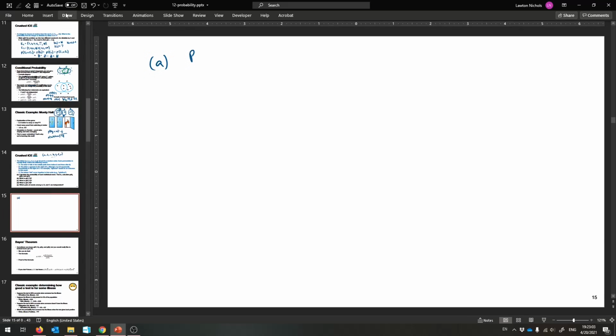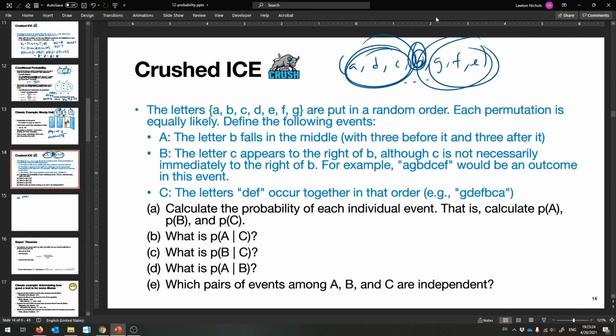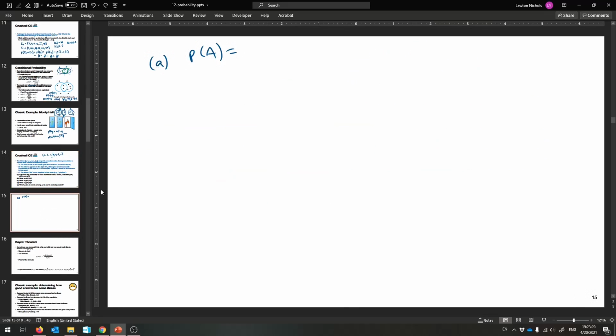So the probability of event A happening, what is that? The letter B falls right in the middle. So it's as if we have chosen the spot for B ahead of time, and then the rest of these can be shuffled around however we want. So B has to go in the middle. We pick that spot for it, so there's only one way to do that. And then how many ways are there to shuffle the rest? 6 factorial. Now there's only 6 characters to shuffle. So P of A is 6 factorial over how many ways we could shuffle every character, which is 7 factorial. Okay, so that's P of A.